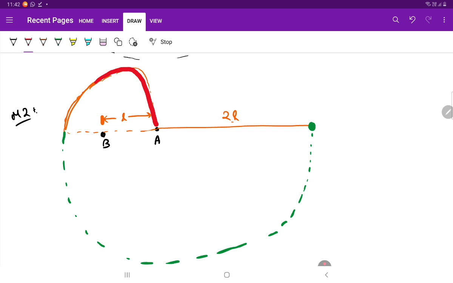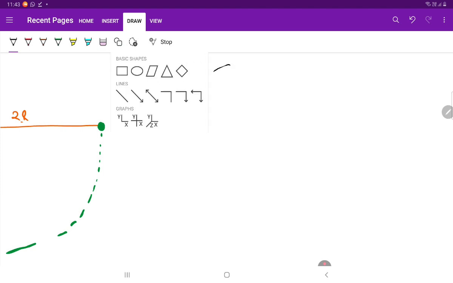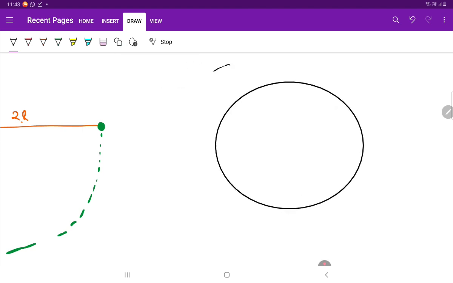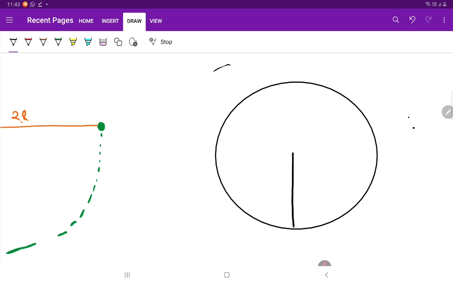So yeah, that's the catch in this problem: in the middle, the string will start getting slack. Another theorem involved in this question is that suppose you have a circle. I am drawing a perfect circle using the shapes option. You have a circle, and this is not a solid circle. This basically represents the trajectory of a point mass, which is rotating under the influence of some external forces. We're basically trying to rotate this bob.